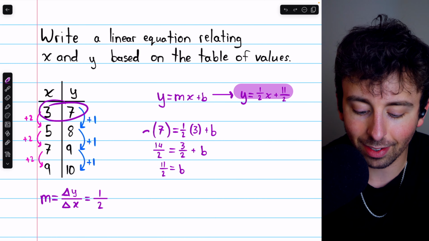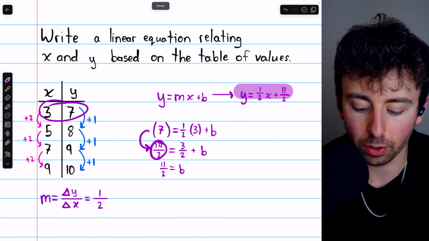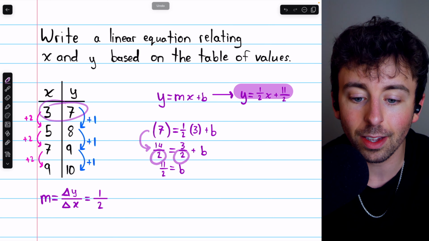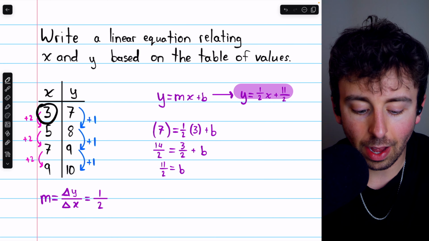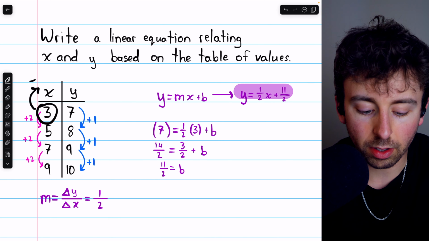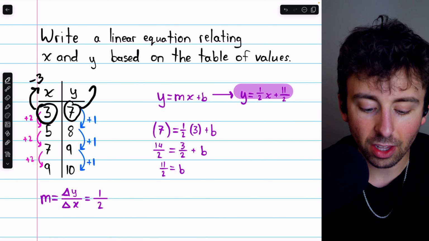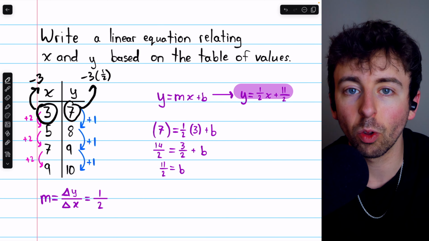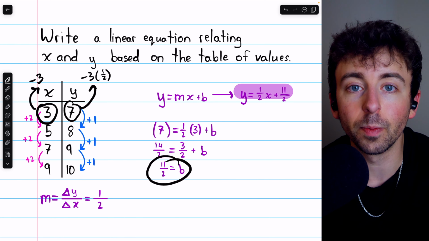Note that to go from this line to this line, we rewrote 7 as 14 over 2. That way we had common denominators, so we could solve for b. You could also use that alternative strategy to find the y-intercept. The first x value is at x equals 3, so you could subtract 3 from that to get x equals 0, but then you would have to subtract 3 times the slope of 1/2 from y in order to get the y-intercept. Either way, you would get the same answer of 11 over 2 for the y-intercept.